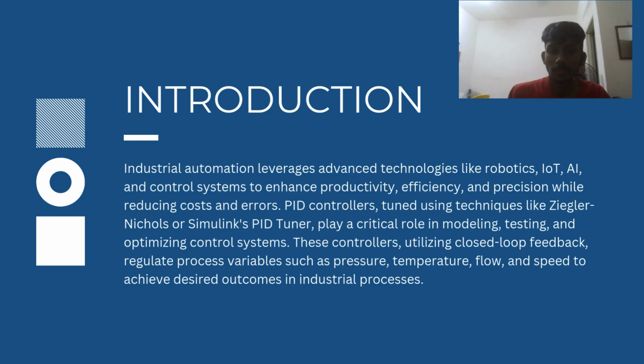Industrial automation leverages advanced technologies like robotics, IoT, AI, and control systems to enhance productivity and reduce cost and errors. PID controllers tuned using techniques like neural networks or Simulink PID tuners play a critical role in modeling, testing, and optimizing control systems. These controllers utilize closed loop feedback to regulate process variables such as pressure to achieve the desired outcome in industrial processes.